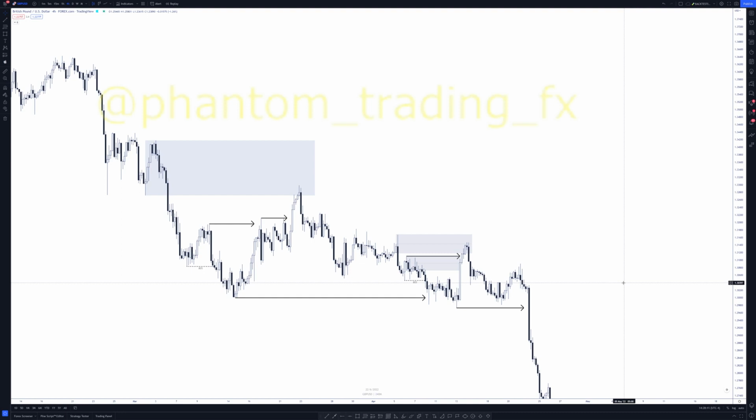Again, it helps you identify where you may get swept out, right? Doesn't matter what time frame. It could be the 4 hour like I've shown you here. It could be the 15, even on the 1 minute. I mean, we use liquidity on the 1 minute all the time in Phantom, right?